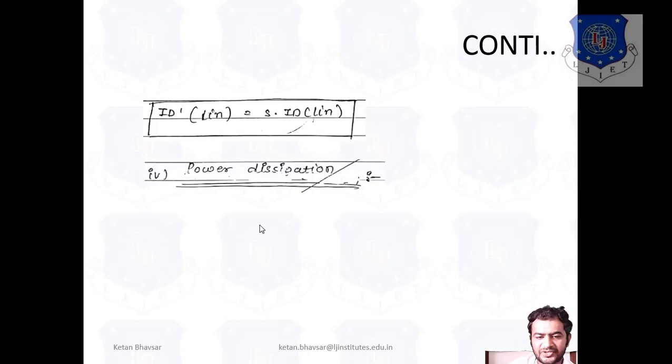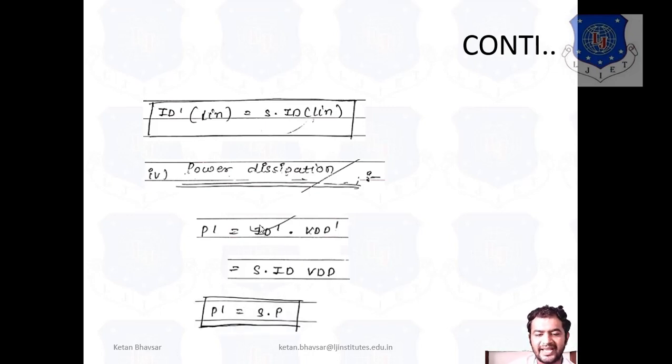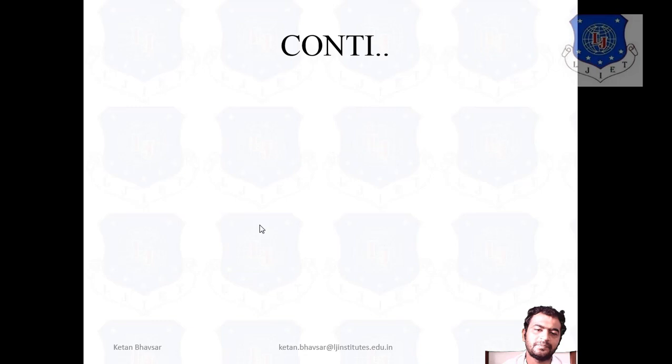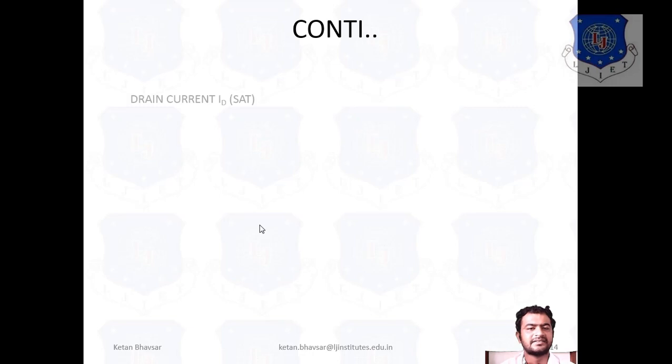Similarly, we calculate the power dissipation, where P is equal to VDD into ID. Now we apply the scaling factor. So P' is equal to ID' times VDD'. Here, as you can see, VDD remains constant, because as we already know, in constant voltage scaling you have to keep the voltage constant. So all the voltages, VDD, VGS, VDS, VTO, all remain constant. So P' is equal to S into ID into VDD, so P' is equal to S times P. So the power dissipation P' is equal to S times P, and here the power dissipation is increased by factor S.